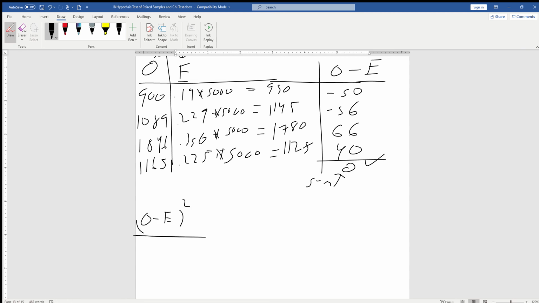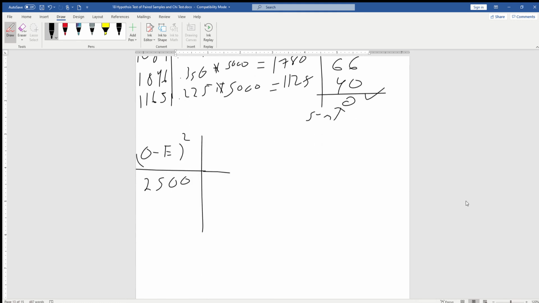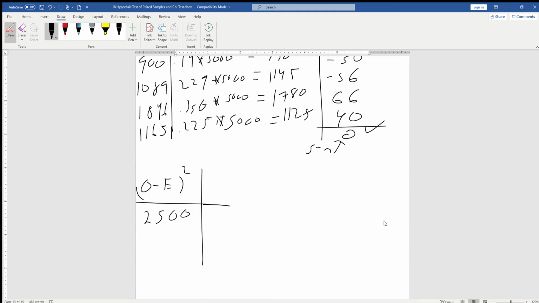All right, so next column, O minus E squared. So we're going to square each of the values that we just got. So 50 squared is going to be 2,500. And remember, when you square a negative number, it always goes positive. Negative 56 squared is 3136. 66 squared is 4356. And then finally 40 squared is 1600.